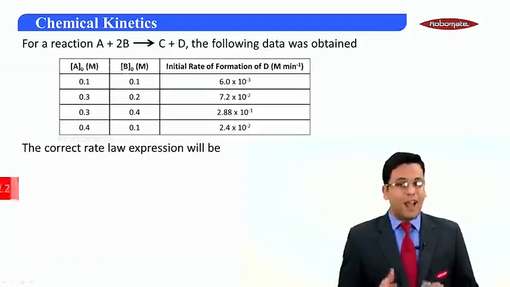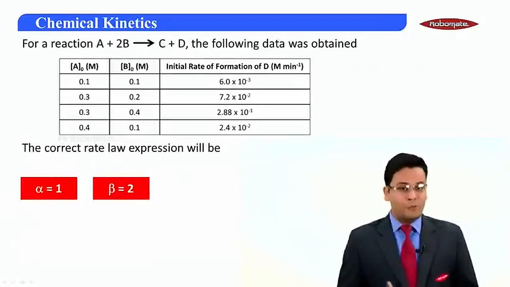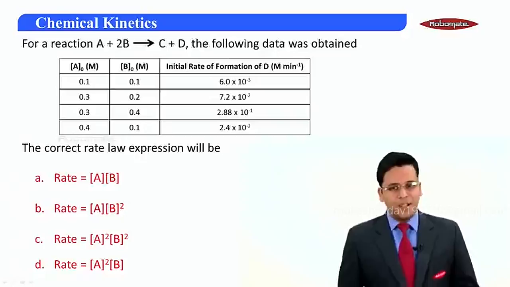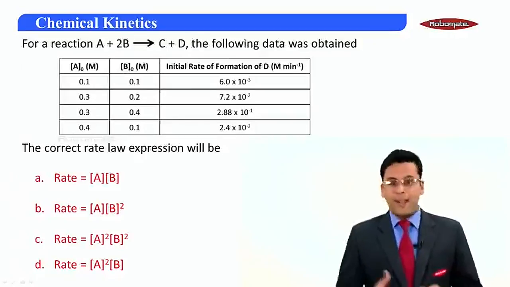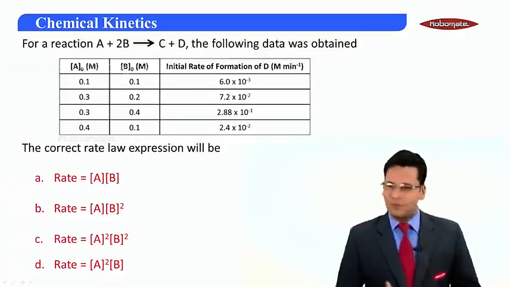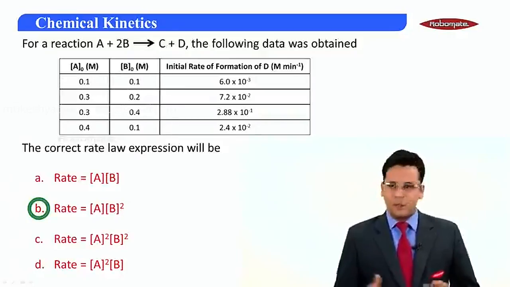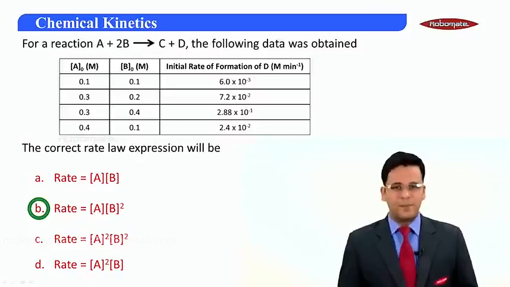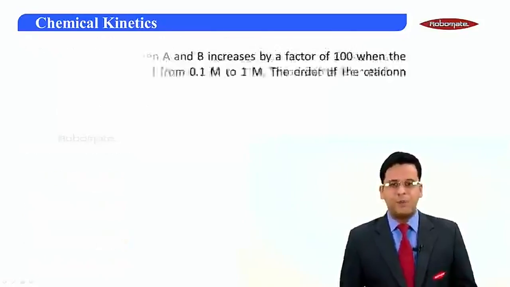Now, the value of alpha is 1 and the value of beta is 2. So this should give us the correct answer. We have our options here. The value of alpha should be 1 and beta should be 2, which means the correct answer is obviously option B. So this is how you have to solve it. Let's take a similar question now.